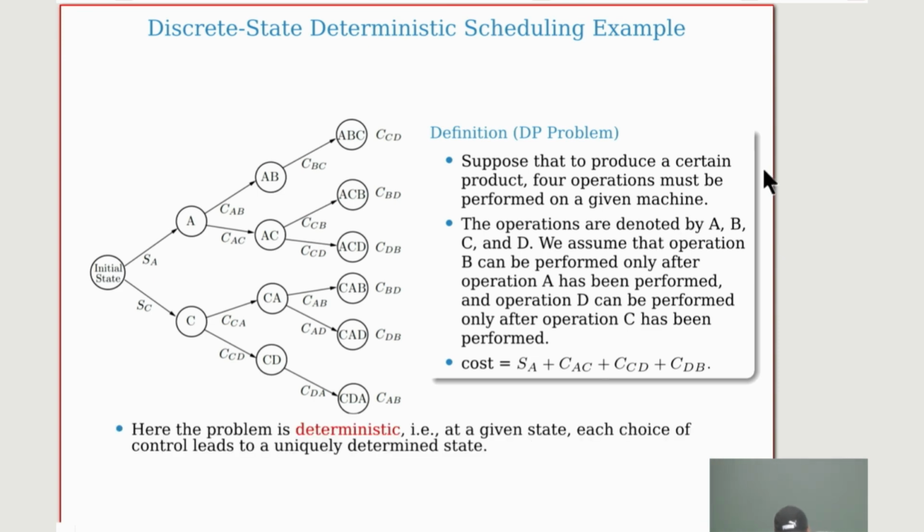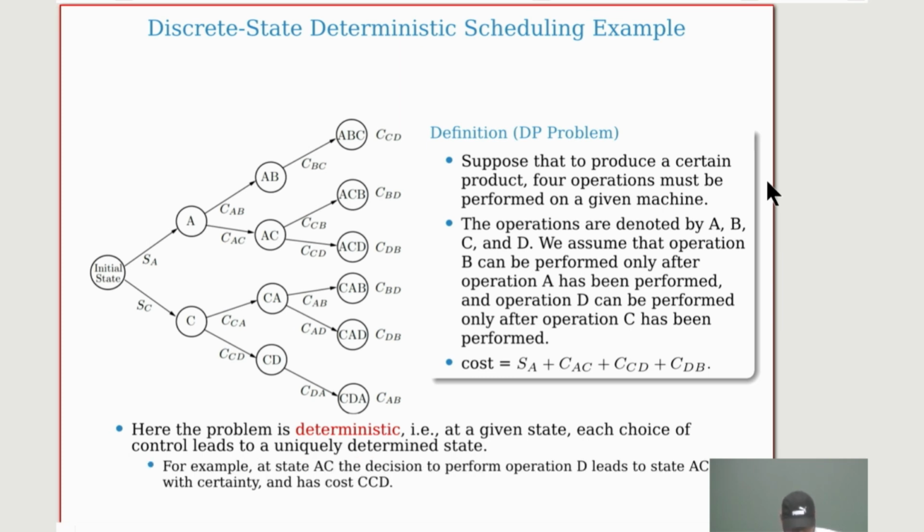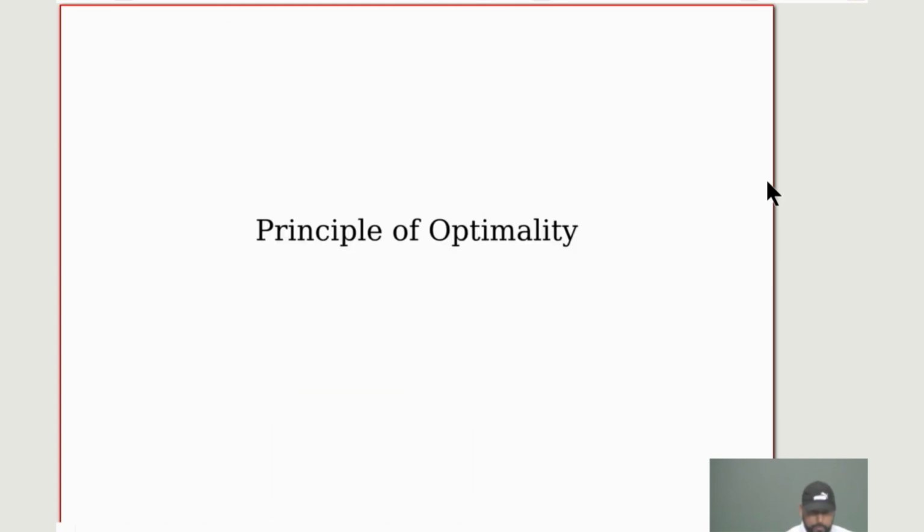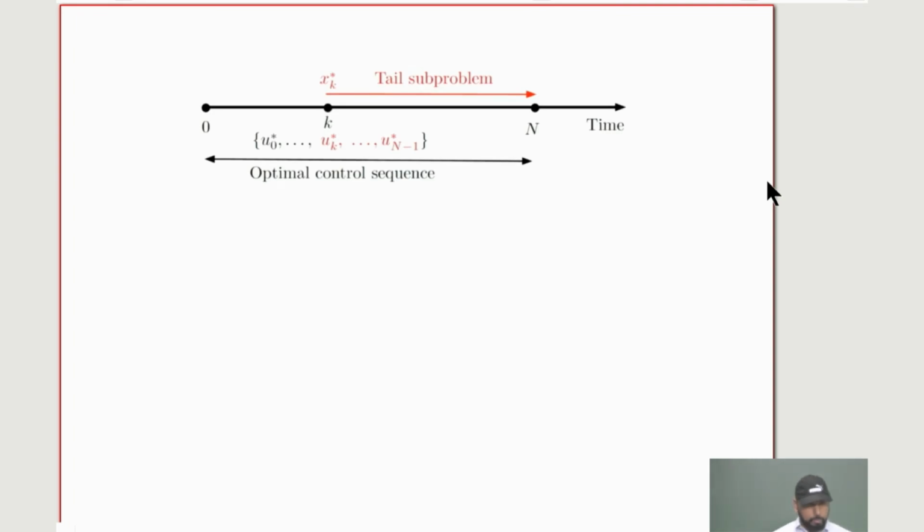This is an example of a deterministic problem because it terminates in a finite number of steps. Each choice of control leads to a uniquely determined state. So this is hence a deterministic problem as well. For example, at state AC, the decision to perform operation D leads to state ACD with certainty, and has cost CCD. So we saw a deterministic finite horizon problem in the scheduling example. That's another example where we can apply these ideas.